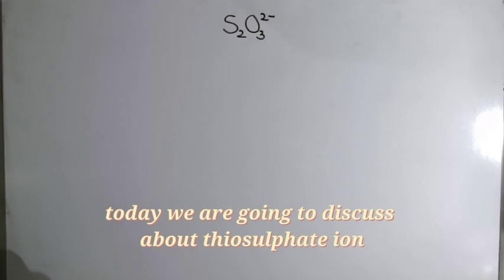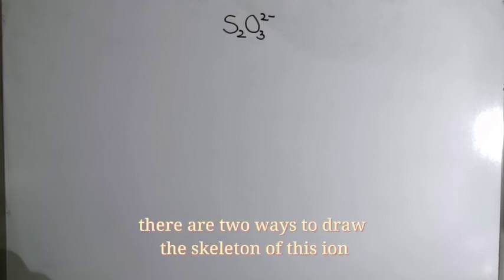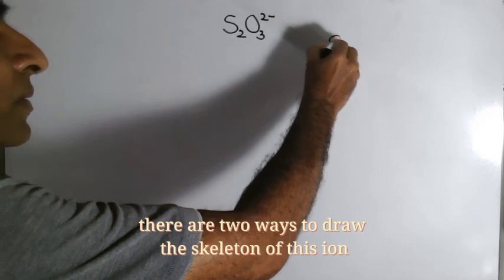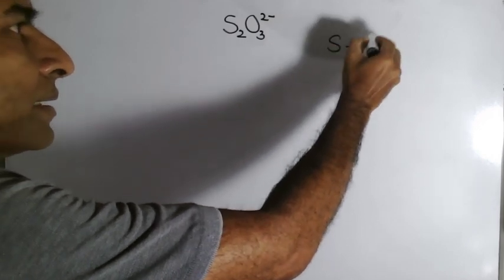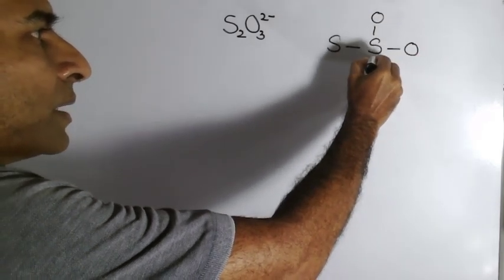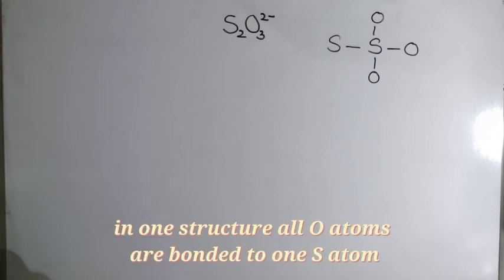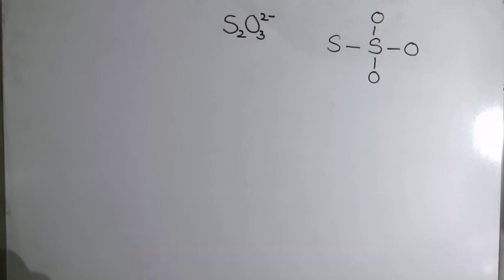In this lesson, we are going to discuss the thiosulphate ion. There are two ways that the skeleton of the thiosulphate ion can be drawn. This is one way. In this method, all the oxygen atoms of the ion are bound to one sulfur atom. There's another way.